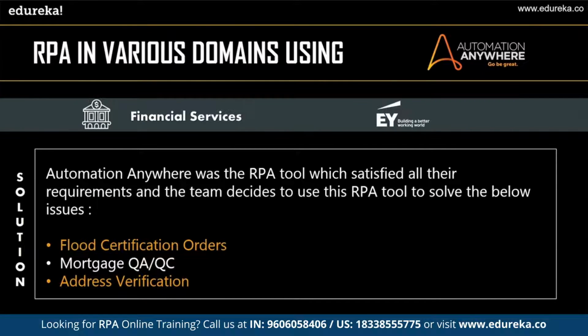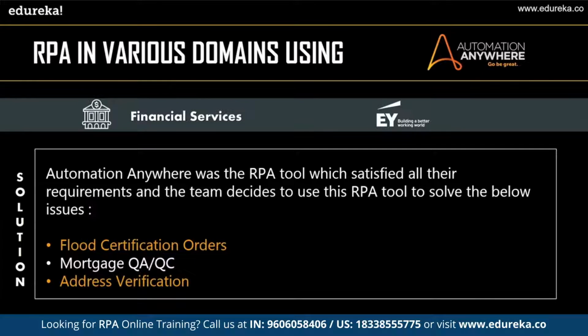Finally, coming to address verification, for every loan taken up by the customer, the bank has to check each address in the system of records against the United States Postal Service, that is the USPS website, to confirm the official records. Now, to perform this task, an employee had to navigate to the address lookup tool, then compare the address, and then finally attach the screenshot to the loan file.